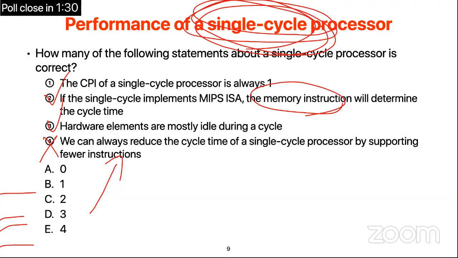By definition, the CPI of a single cycle processor is always 1, because this is a single cycle processor. No matter if it's a multiplication, a shift, a load or a store, everything is always 1.